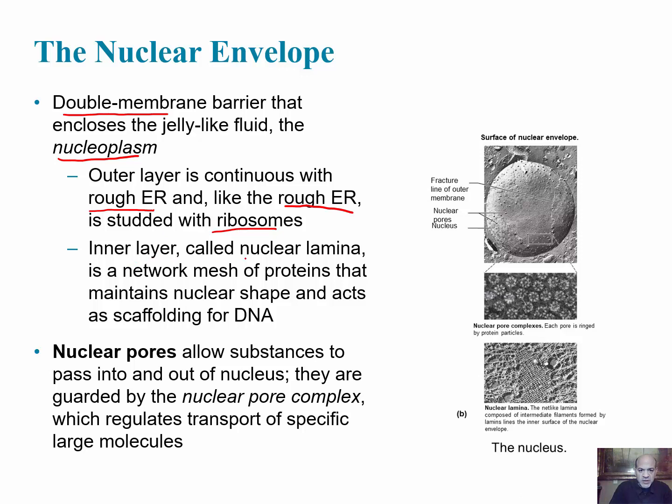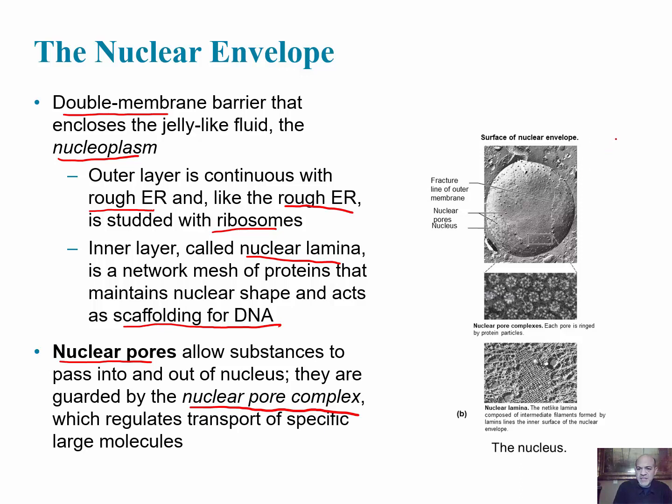The inner layer is going to be called the nuclear lamina, and it has a network mesh of proteins that help maintain the shape of the nucleus, and also acts as an organizing or scaffolding area for the DNA. There's also going to be nuclear pores, and these are going to allow substances to pass into and out of the nucleus, and they are guarded by the nuclear pore complex, which is some proteins there, and that will regulate the transport of specific large molecules in and out of the nucleus.